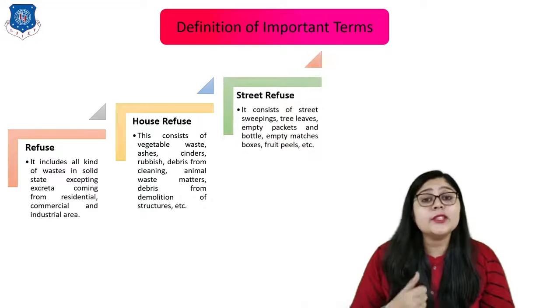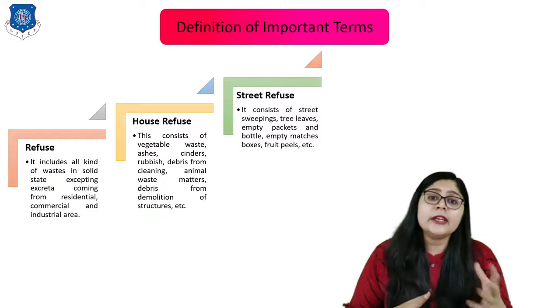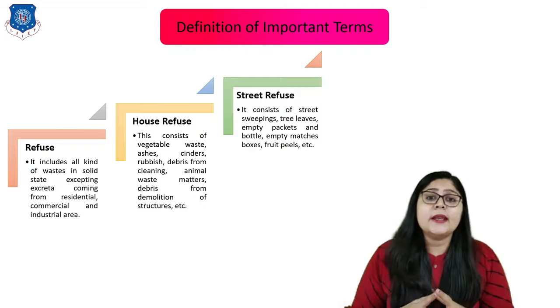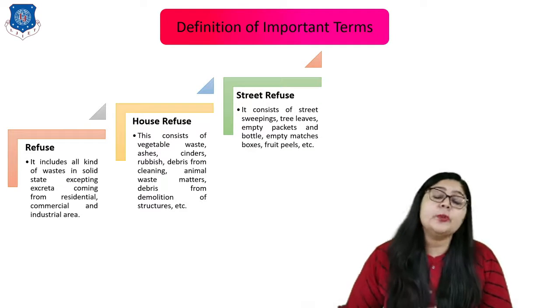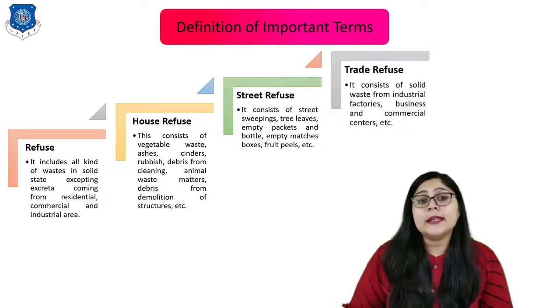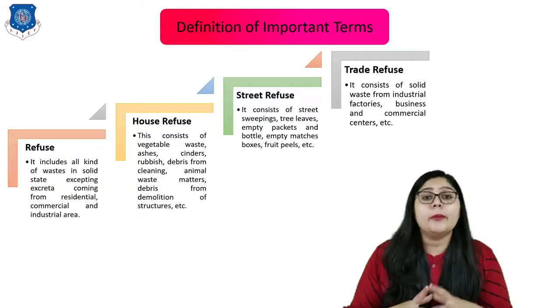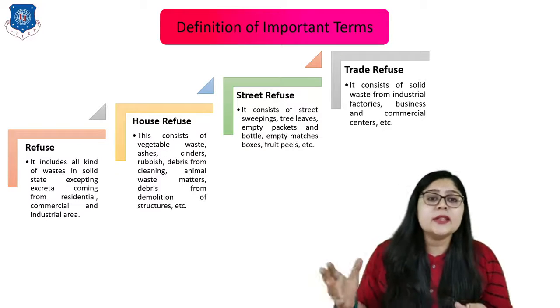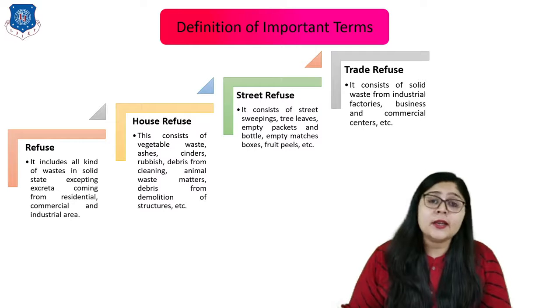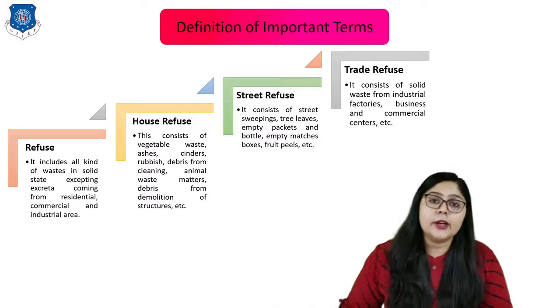The next term is street refuse. It consists of street sweepings, tree leaves, empty packets, empty matchboxes or fruit peels, etc. And lastly, trade refuse. It consists of solid waste from industrial factories, businesses and commercial centers. So these are refuse, house refuse, street refuse and trade refuse.